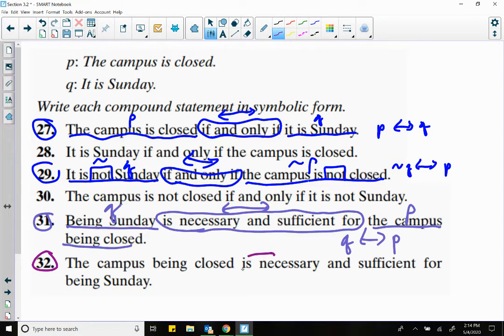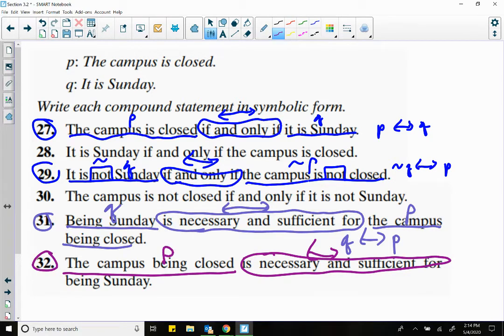So let's take a look at number 30. Is necessary and sufficient for. Again, you see that? That's my double arrow. Now over here it says the campus is closed. We know that that's P. Being Sunday, we know that that's Q. So this guy looks like P double arrow Q.